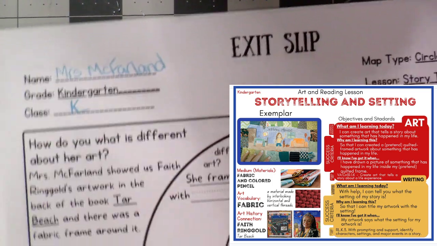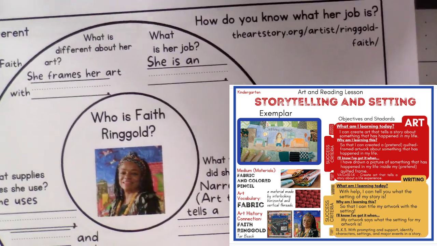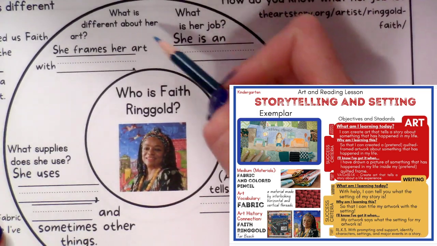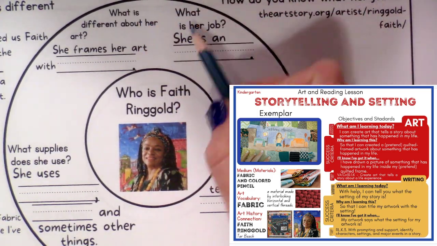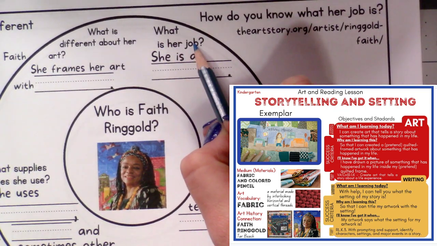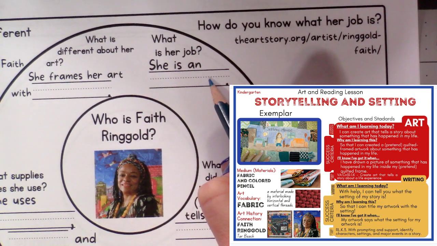Okay, so this is our circle map about Faith Ringgold. So this says, who is Faith Ringgold? So we're going to fill this out. So what is her job? That's what this says. What is her job? She is, and what is she?